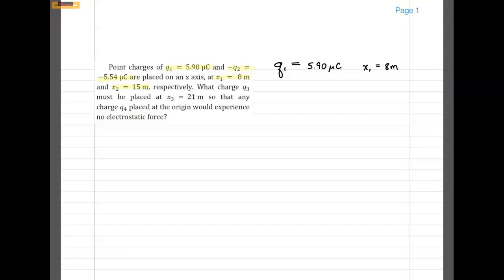Q2 is written like this, minus Q2, which means that the variable Q2 itself is positive, and putting a minus sign gives the whole charge negative. Okay, and I'll explain a little bit why it was written like this. Negative 5.54 microcoulombs, and x2 equals 15 meters.